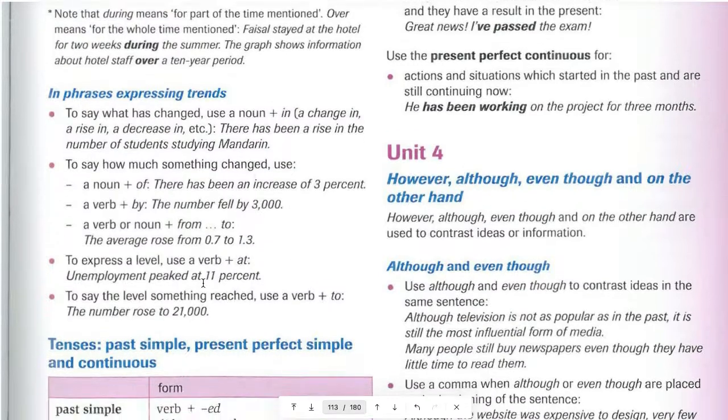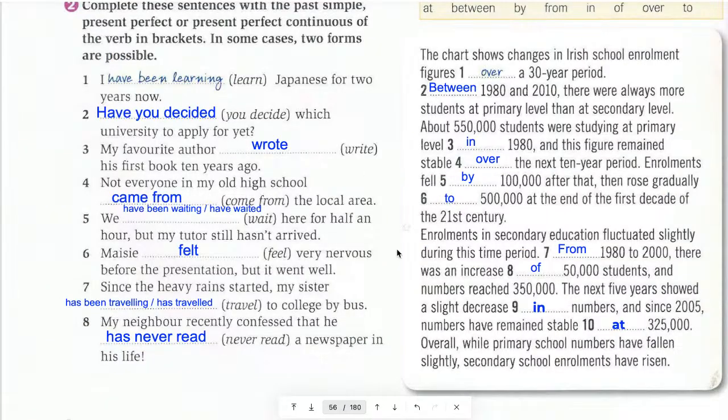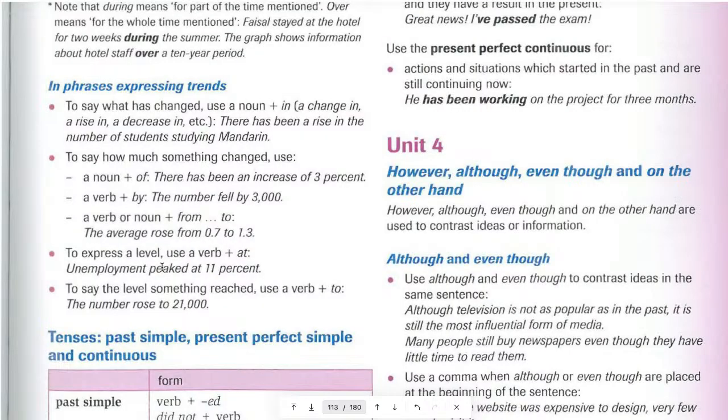Alright. And next one, you see, to express a level, we use a verb plus at. Unemployment peaked at 11%. That means to express a level. Okay? Unemployment peaked at 11%. That is a verb plus at. Where? Number 10. Okay. Numbers have remained stable at 325,000. Okay? So we use that to express a level. Which level? A certain level. Okay? We use the verb plus at.